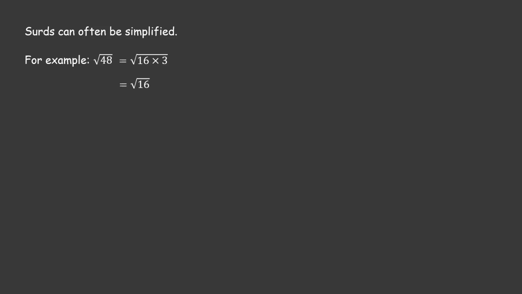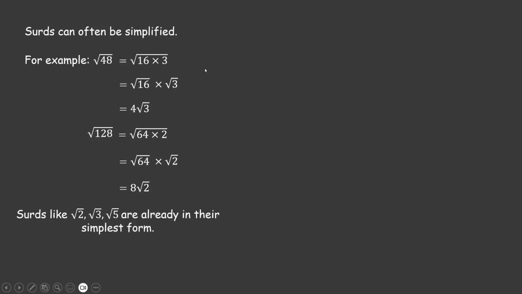Interestingly, simplifying roots helps us to identify surds too. For example, we have square root of 48, which can be written as square root of 16 into square root of 3, which is 4 root 3. Now here we have this irrational part. So this is a surd. Then we have square root of 128, which can be written as square root of 64 into square root of 2, and that is 8 root 2. Once again, we cannot further break it down, and we have an irrational part. So this is also a surd. Surds like root 2, root 3, root 5 are already in their simplest form.